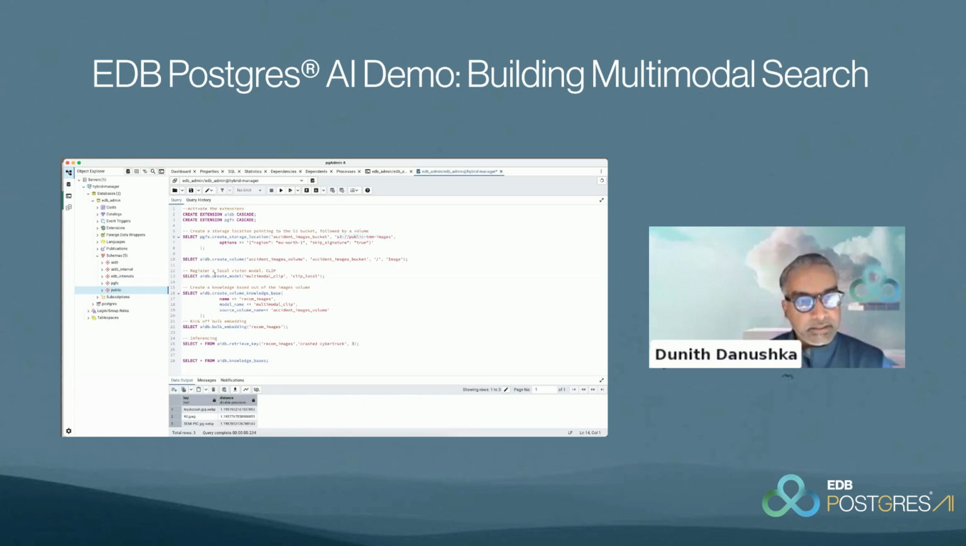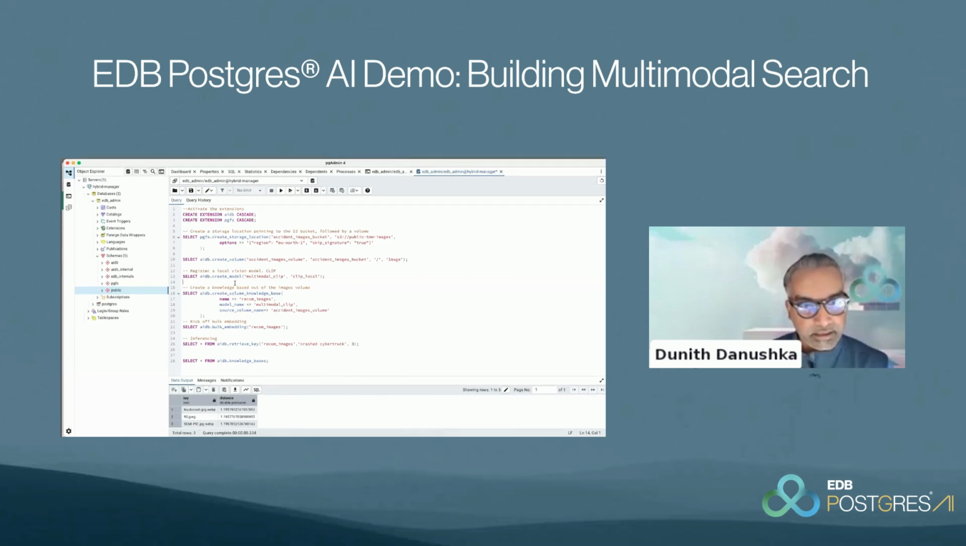And then we register a model. So basically, this is the CLIP model I mentioned earlier. It's clip local, which means it runs within your Postgres process. So your data is not going outside to an external model provider, something like OpenAI. And then once I have this model ready, I create this volume knowledge base out of these parameters. So I pass my model name and volume name.